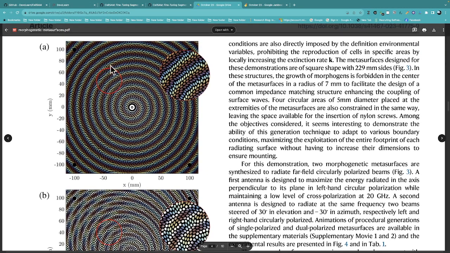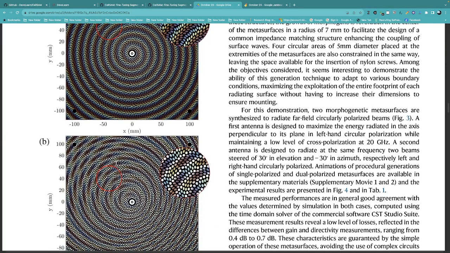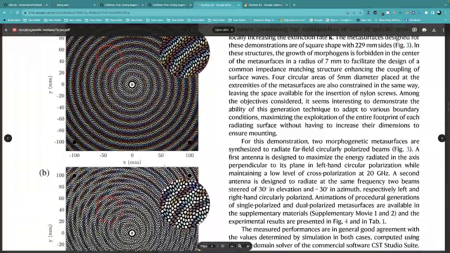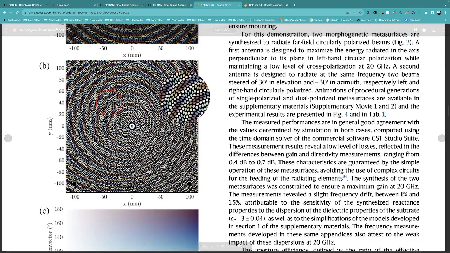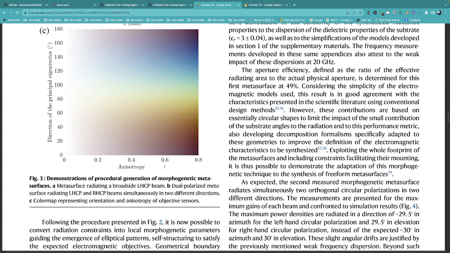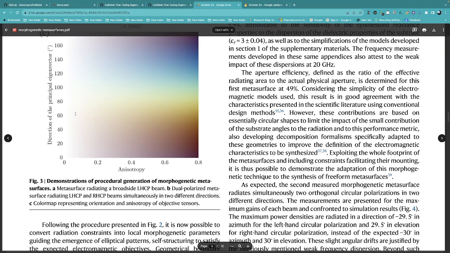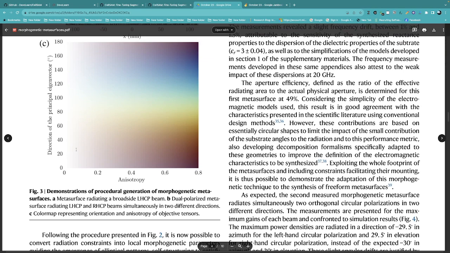So at the top, you have this part of this pattern. We have the same part of the pattern, but radiated by 2 different light sources. So you can see the first light source, and then the second part where you have 2 light sources. And then 3, you have a color map representing orientation and anisotropy of objective tensors. And this just shows the direction of the principal eigenvector versus anisotropy over that surface.